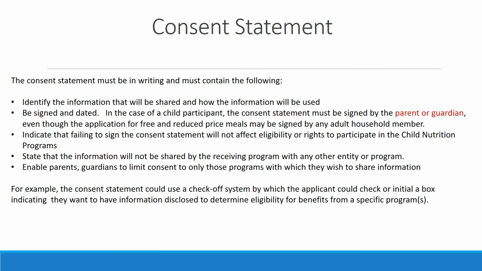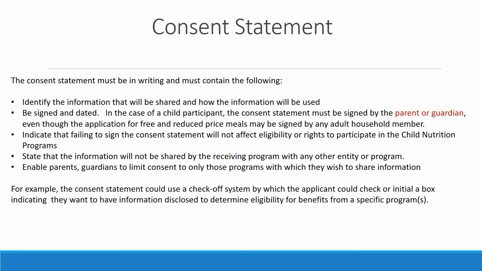Consent statement. The consent statement must be in writing and must contain the following: identify the information that will be shared and how the information will be used. It must be signed and dated. In the case of a child participant, the consent statement must be signed by the parent or guardian, even though the application for free and reduced price meals may be signed by any adult household member. Indicate that failing to sign the consent statement will not affect eligibility or rights to participate in the child nutrition programs.